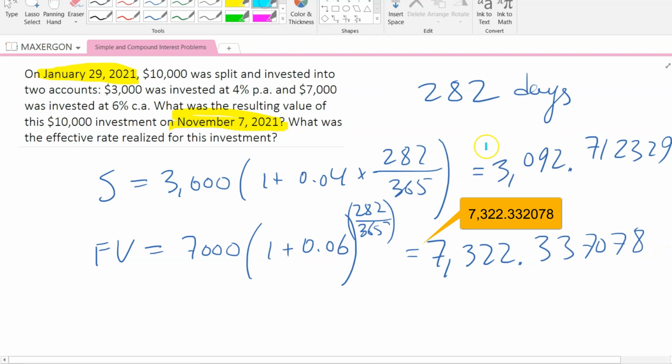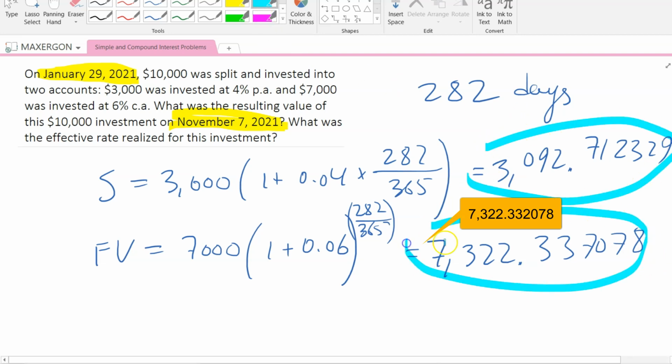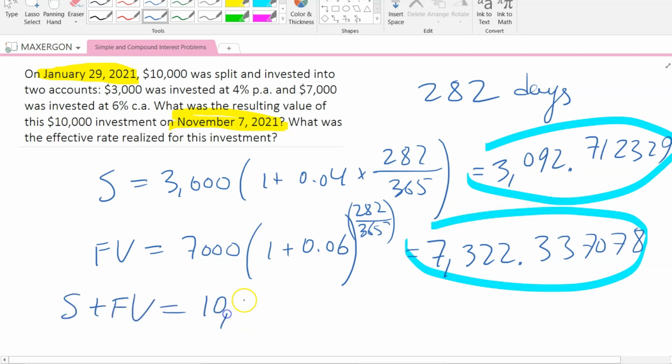Of course, I keep this value and this value in a calculator to find the total value for this investment. So the sum of the future values becomes 10,415.04441.